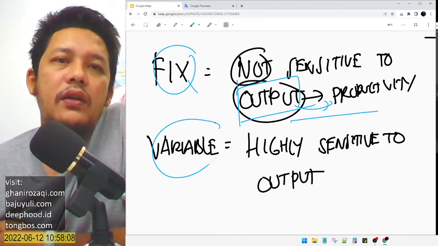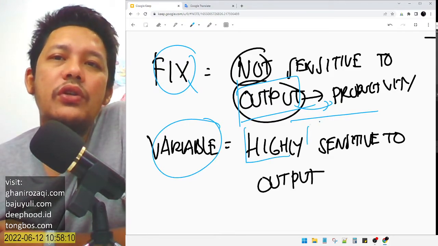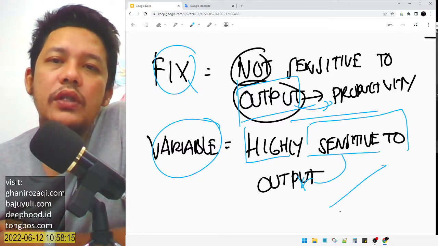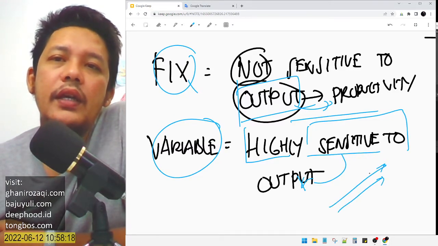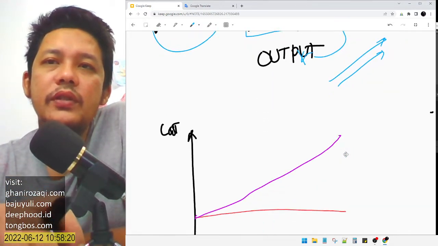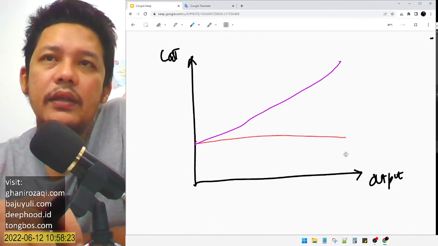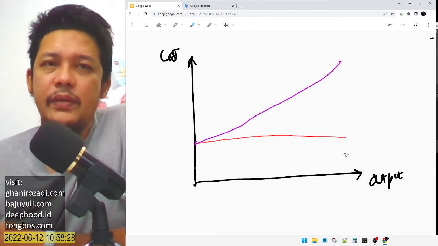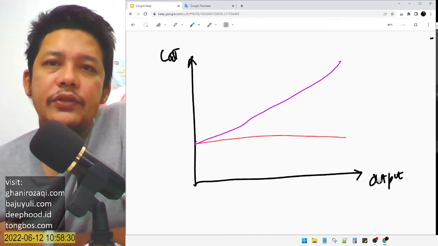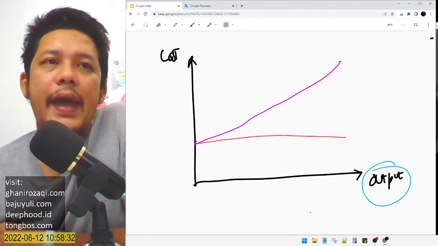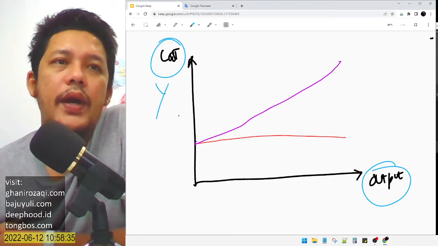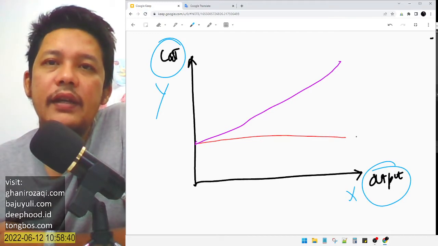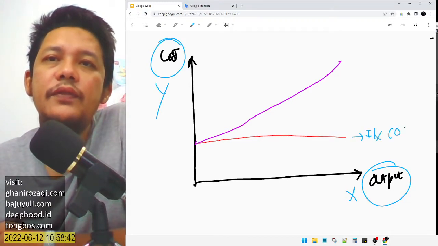And then the variable cost is highly sensitive to your output, which means if your output increases, the cost also increases. Okay, I will show you the graphic that will make you understand more about the fixed cost and the variable cost. So imagine these two axes, with output on the x-axis and cost on the y-axis. As output increases, this red color is the fixed cost.